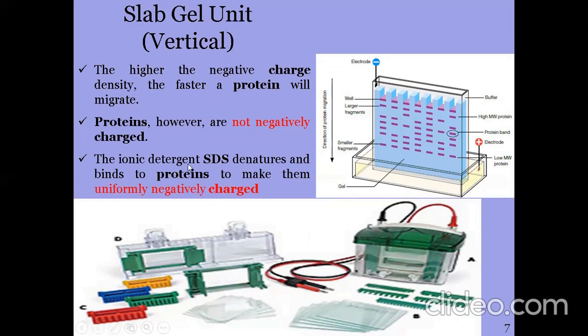The ionic detergent SDS can denature. What does SDS do? It denatures and binds to proteins and makes them uniformly negatively charged. When the proteins are transformed into negatively charged proteins by using SDS, they can move easily in the electric field from negative to positive.